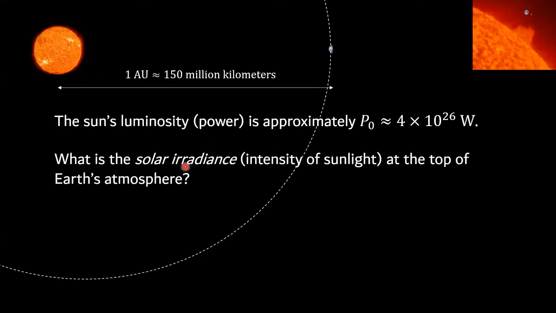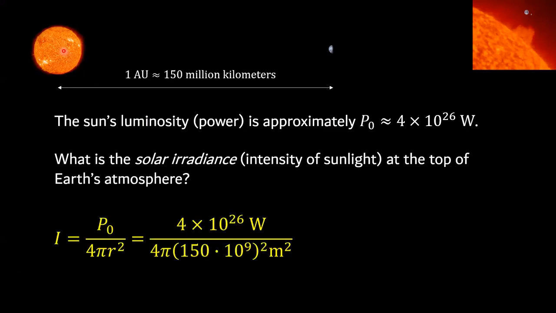Okay, solar irradiance is the fancy word that people use when they're talking about the intensity of sunlight. It's got the same dimensions as intensity. And I've just put this circle here to help you imagine that spherical wavefront. So all of the power flowing through this wavefront originally was released by the sun 8 minutes prior. It's just a simple application of the formula.